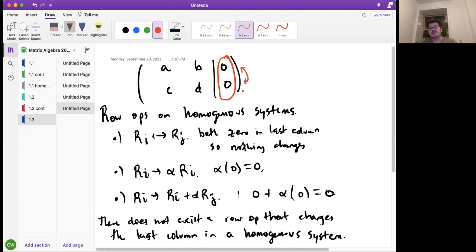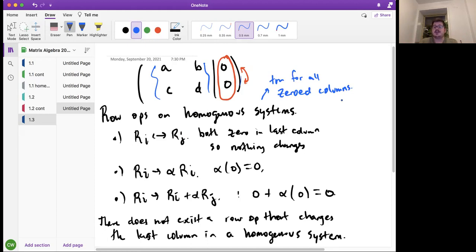The other stuff changes, right? This stuff does change when you do row operations. But the idea is that the entries in a column full of zeros will never change. So this is true for all zeroed columns. In a column full of zeros, row operations will never change that column.